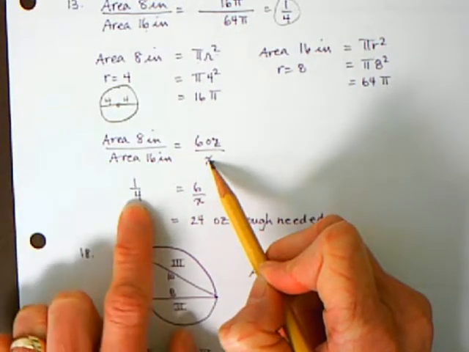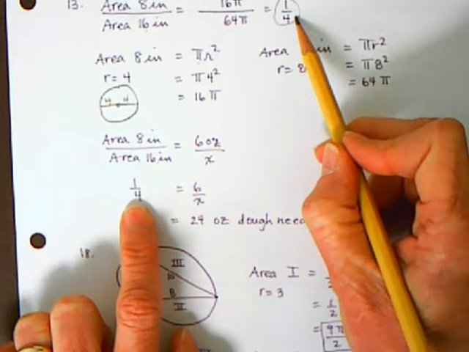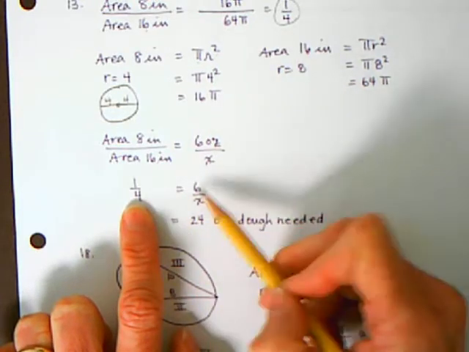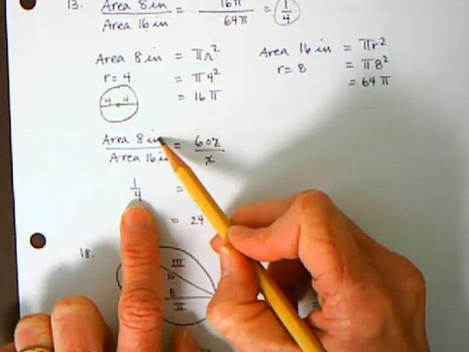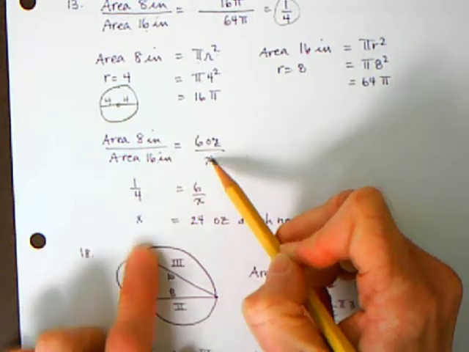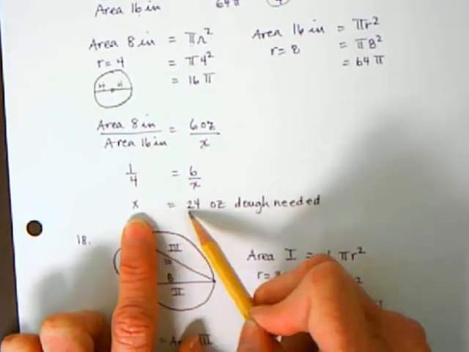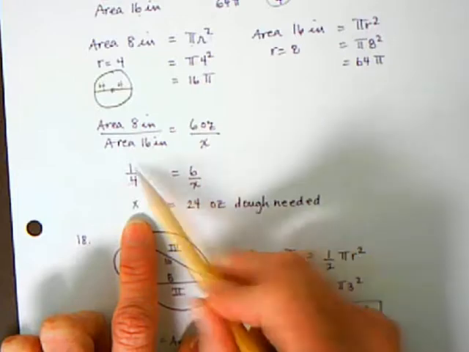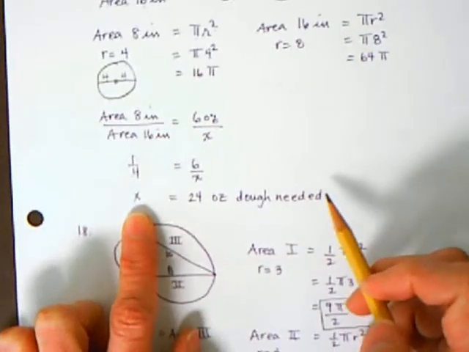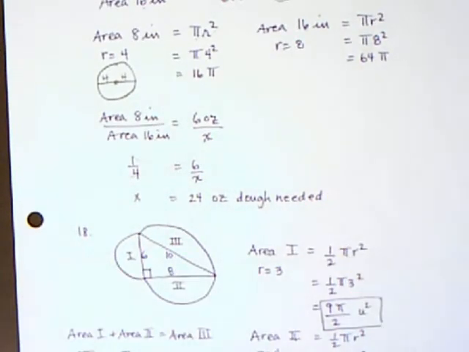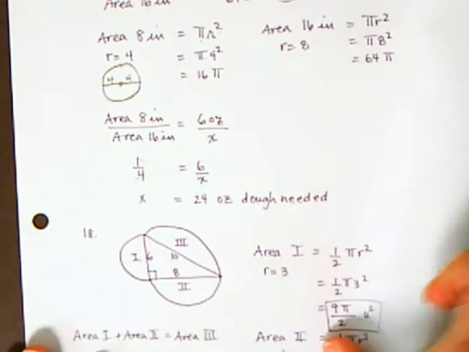So remember, we said that this ratio here was 1 to 4. So 1 to 4 equals 6 to x. And so we can see that x equals 24. 4 times 6 equals x, 24. So I need 24 ounces of dough. All right, so that is problem number 13.